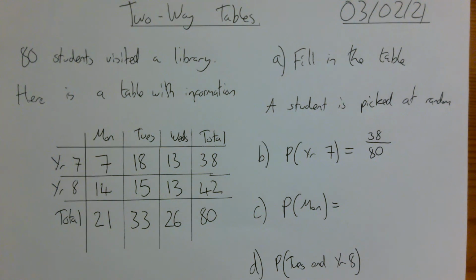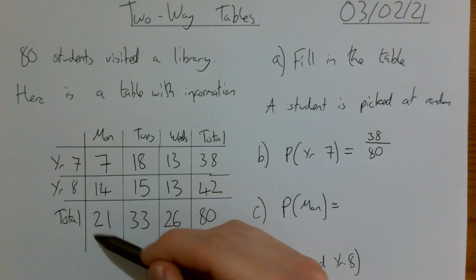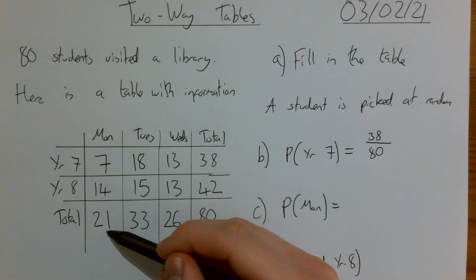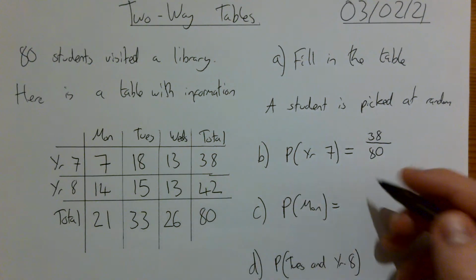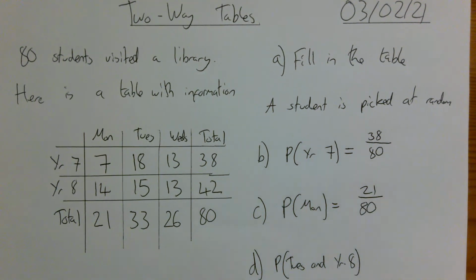Okay, pause the video now and see if you can tell me what's the probability I pick a student that was in on a Monday. Okay, so hopefully you had a go at that. In total on Monday, there were 21 students. Again, out of 80 altogether across the 3 days, so it's 21 out of 80.